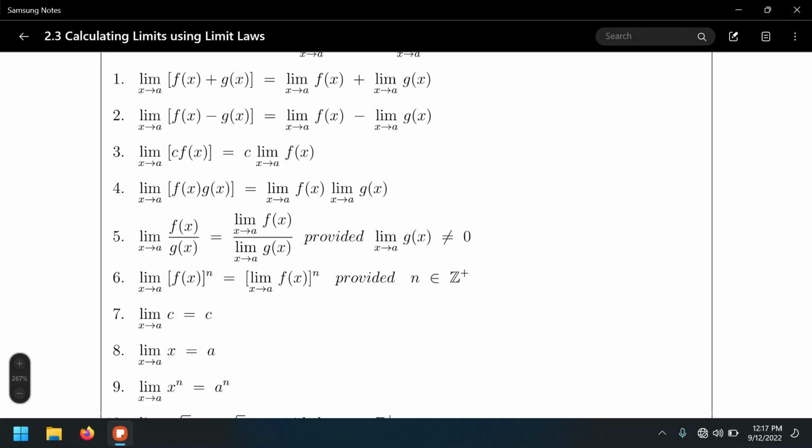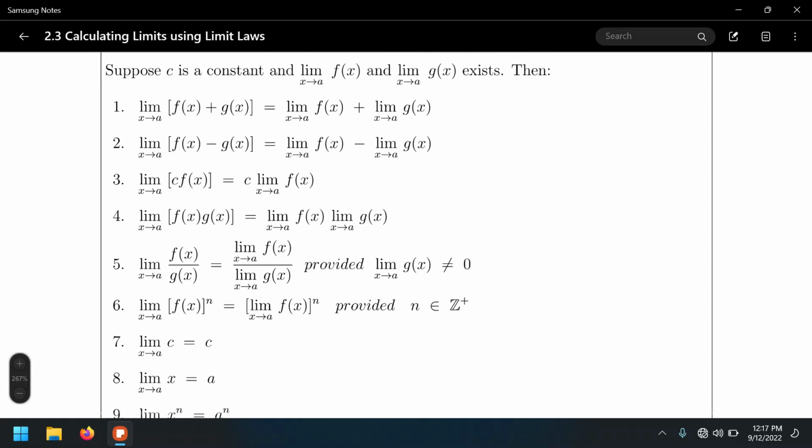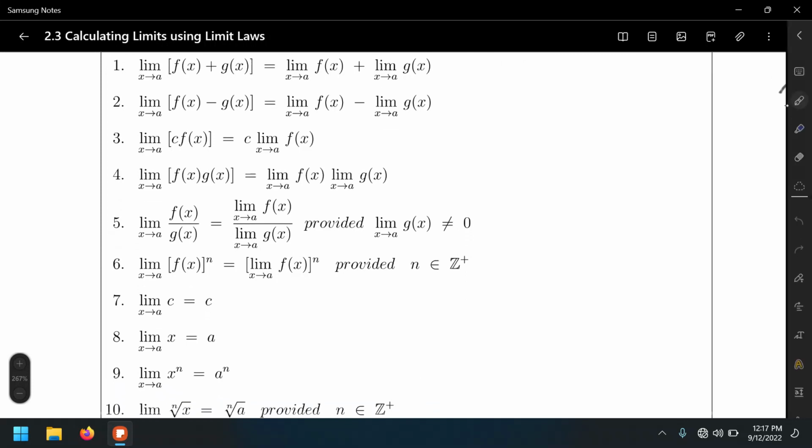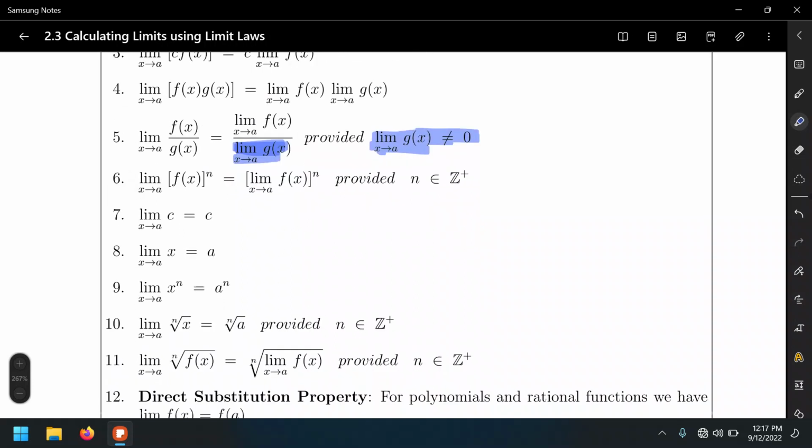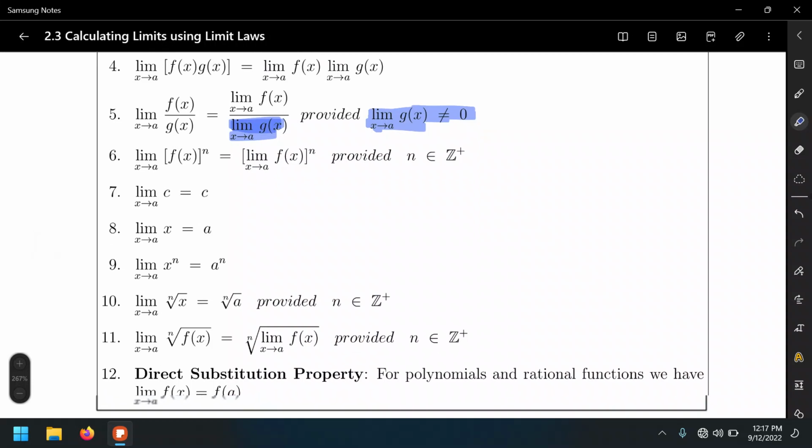Essentially, whenever we have the limit of a sum, this is the sum of the limits, and the same for the difference. The limit of a constant times a function is the constant times the limit of the function. There's the product rule and the quotient rule for limits. But it's very important that the limit in the denominator is not equal to 0, because if the limit in the denominator is 0, we're in trouble, right? That depends on how we get to that 0. Same for the powers. What else? The limit of just a number is the number. The limit of x as x approaches a is going to be a.